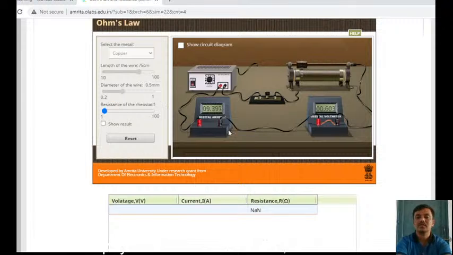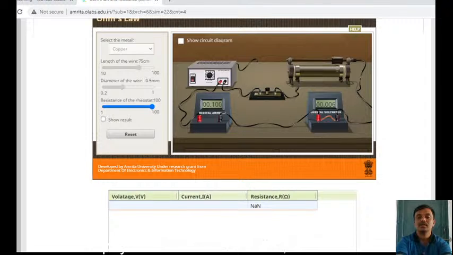When the resistance changes, the voltmeter reading changes and the ammeter reading changes. Then you note the voltmeter reading and ammeter reading for the various values of the rheostat. Then you find R by I, and you also draw the graph between V and I. You will get a straight line. Okay, right.